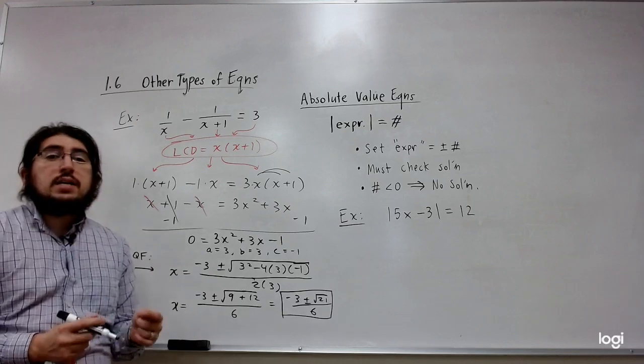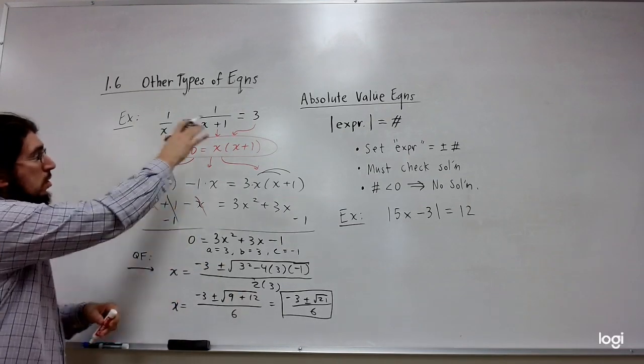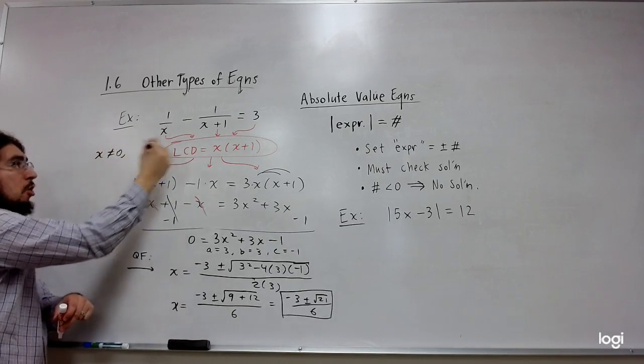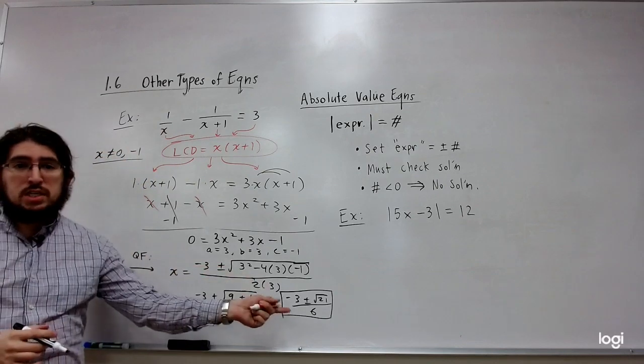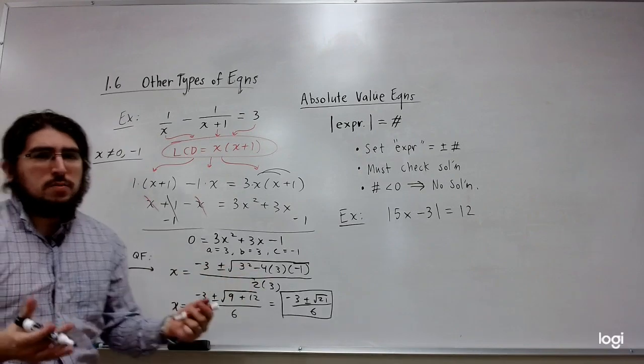And yes, technically you have to check these because you can possibly have 0 denominators. Notice we would only have a 0 denominator in this case when this denominator is equal to 0 or when this denominator is equal to 0. Since this solution is neither of these two, they're both okay solutions actually. So there's not too much checking to do.